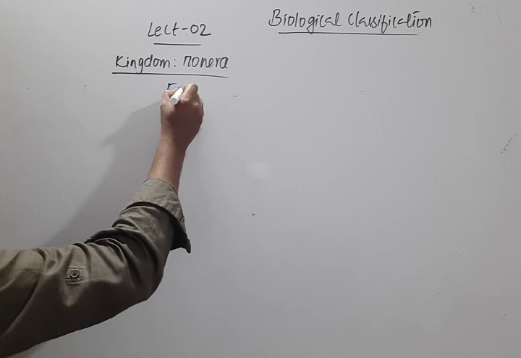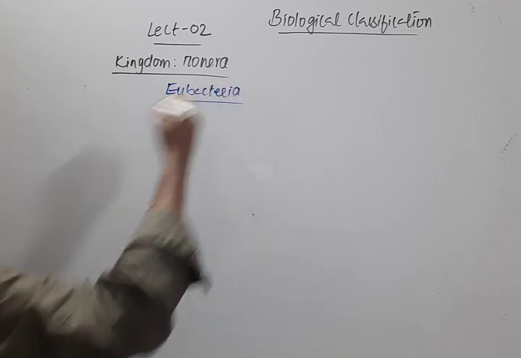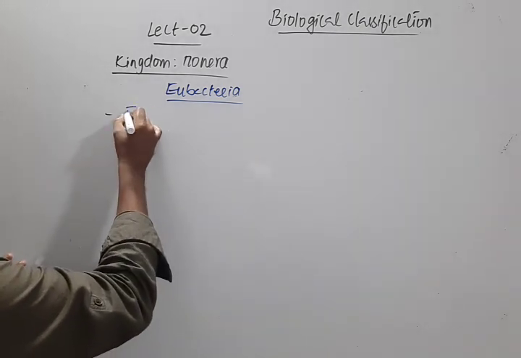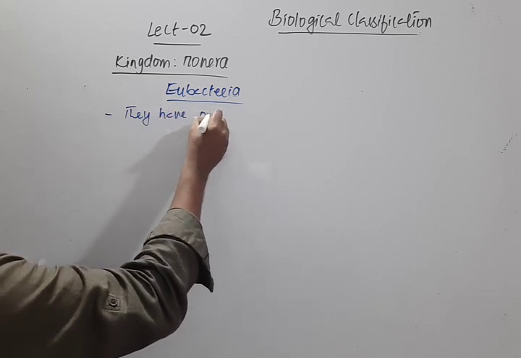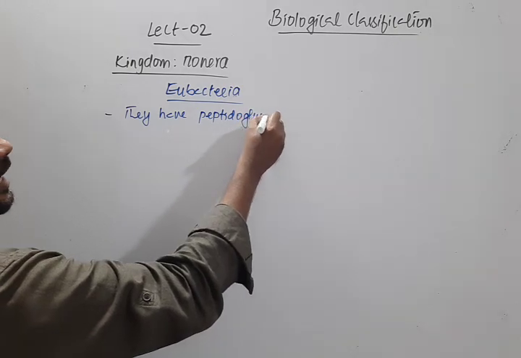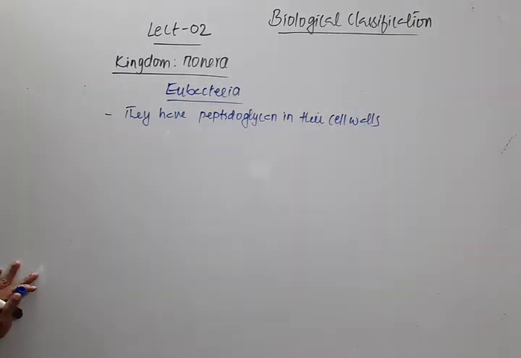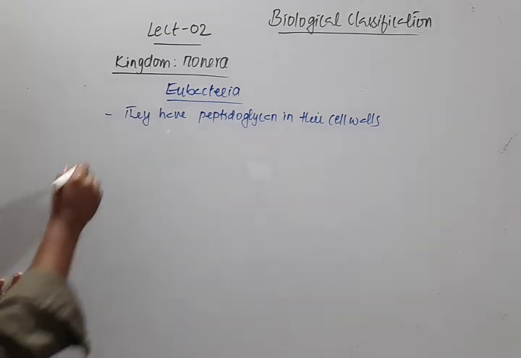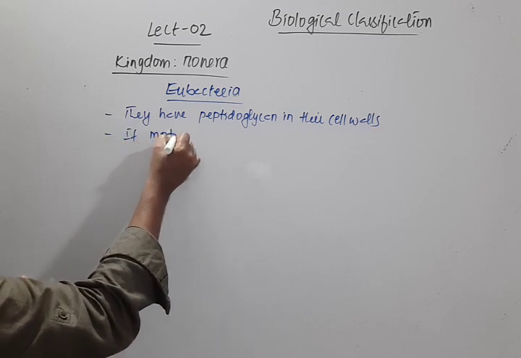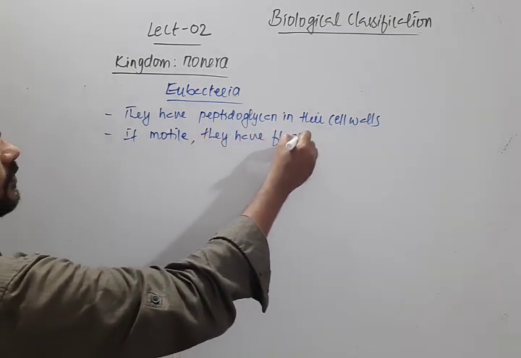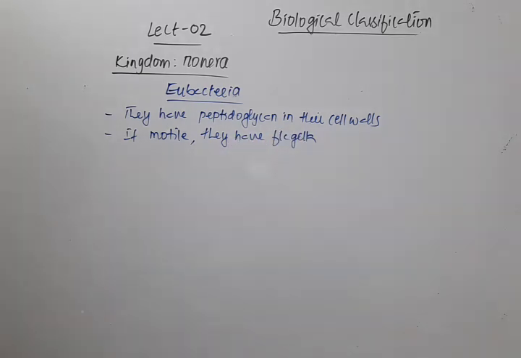So the next one, eubacteria, right? So these eubacteria have a rigid cell wall that contains peptidoglycan. So they have peptidoglycan in their cell walls, and the cell wall is a rigid structure. And if they are motile, which means if they are capable of moving, they have flagella. If they have flagella, they will be able to move.